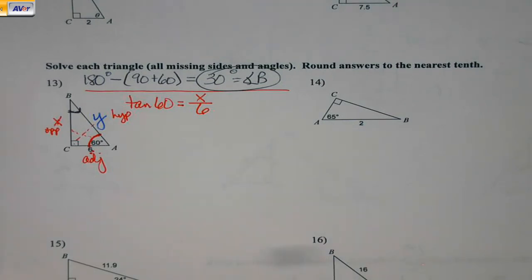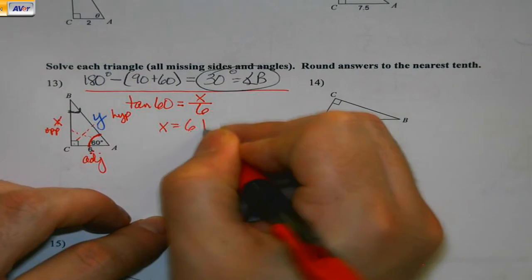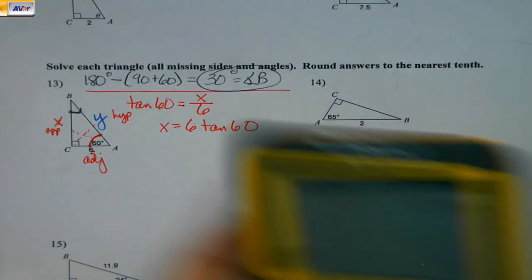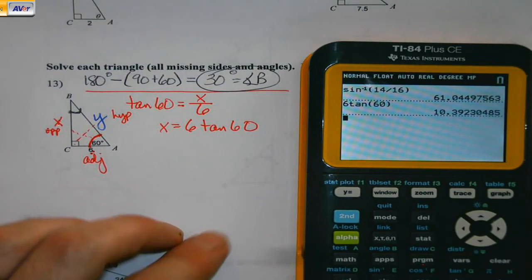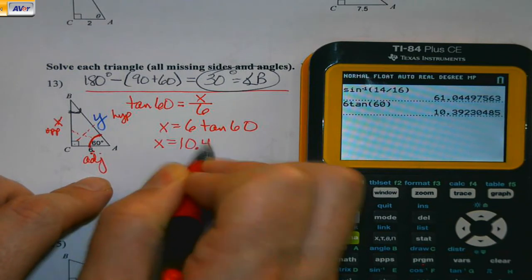And like we saw when we did a side on the front, when x is on top, we multiply the value and the trig function. So I do my 6 times the tangent of 60. So x would be 10.4.